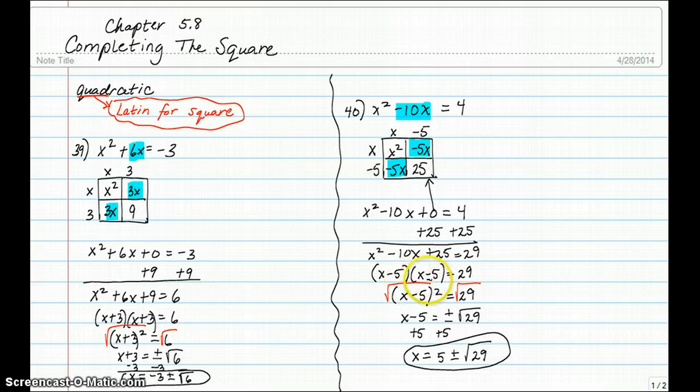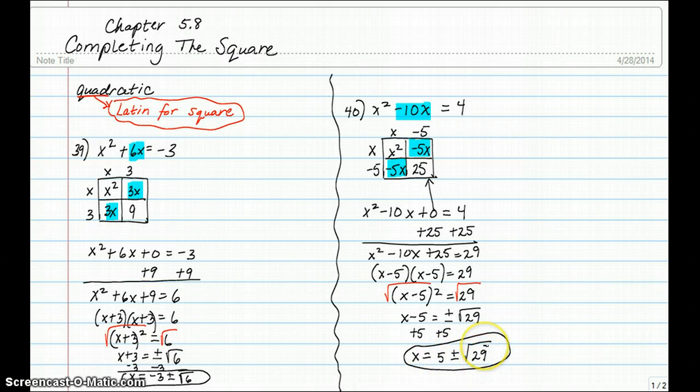x minus 5 times x minus 5 can be rewritten x minus 5 squared equals 29. You take the square root of both sides to get rid of that square, and you're left with x minus 5 equaling, now here's where you have to be careful. If you take the square root of 29, it has to be plus or minus the square root of 29. Then you add 5 to both sides to isolate the x, so x equals 5 plus or minus the square root of 29.